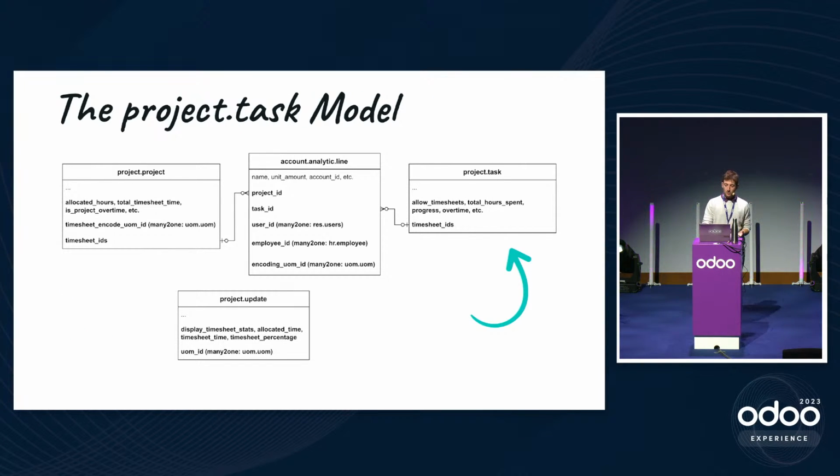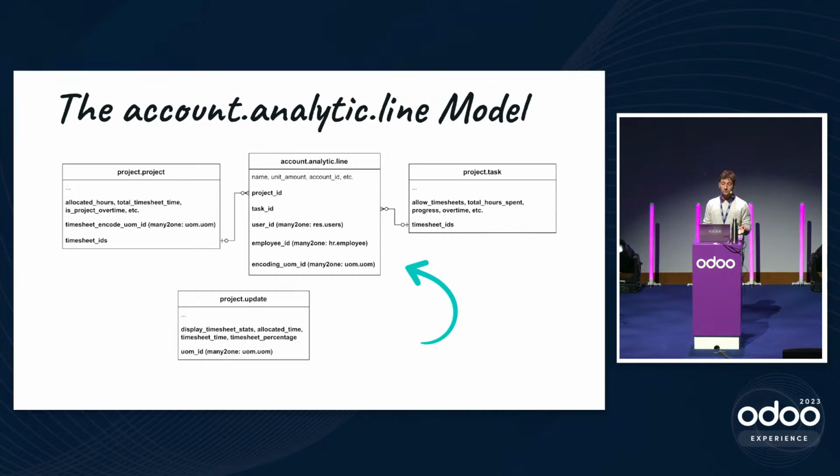Then we have the project.task model, to which we have added pretty much the same fields. We have the allow timesheets Boolean, total hours spent, the progress, and the overtime. And we also have a relational field, timesheet IDs, that points to timesheet records that relate to this specific task. Then we have the account.analytic.line model. As you can see from the diagram, we don't have a specific timesheets model, because timesheets are actually account analytic lines with some extra features.